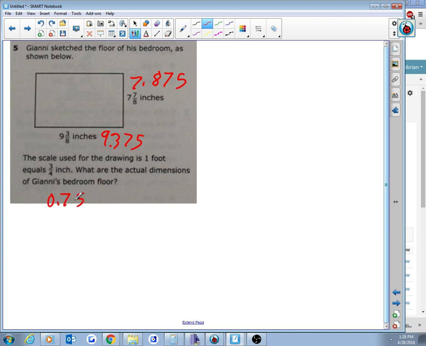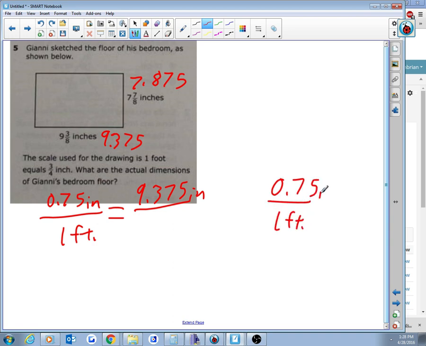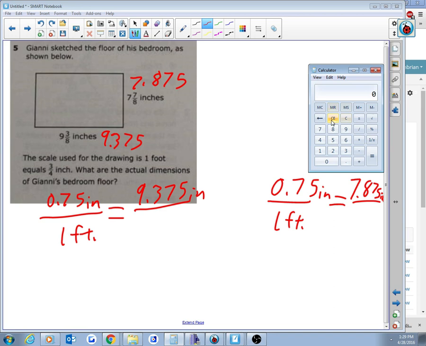So we've got 0.75 or 3/4 of an inch for every 1 foot, and I want to know the dimensions, so I want to know for both of them. So first I want to know for 9.375 inches, and then I'm also going to want to figure it out for 1 foot. This is inches. I also want to know for 7.875 inches. So let's divide these and let's take a shortcut. Let's use a calculator.